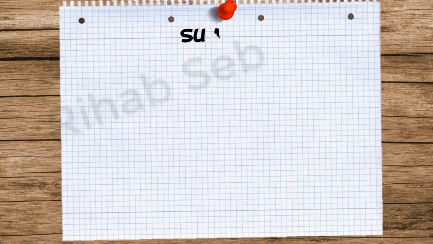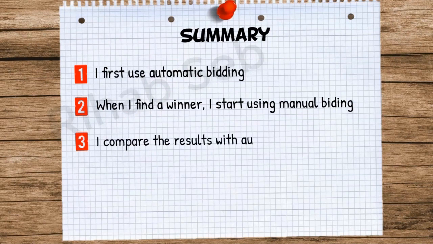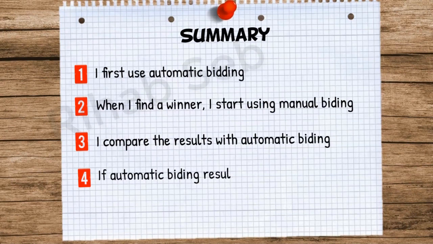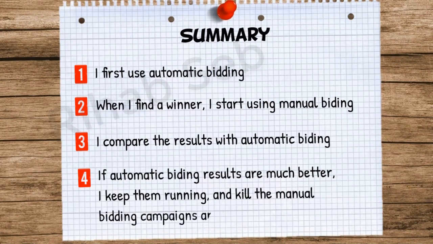So to sum everything up, I first use automatic bidding, and when I'm sure I have found a winner product, I start using manual bidding, and I compare the results with automatic bidding. If automatic bidding results are much better, I keep them running and kill the manual bidding campaigns, and vice versa.